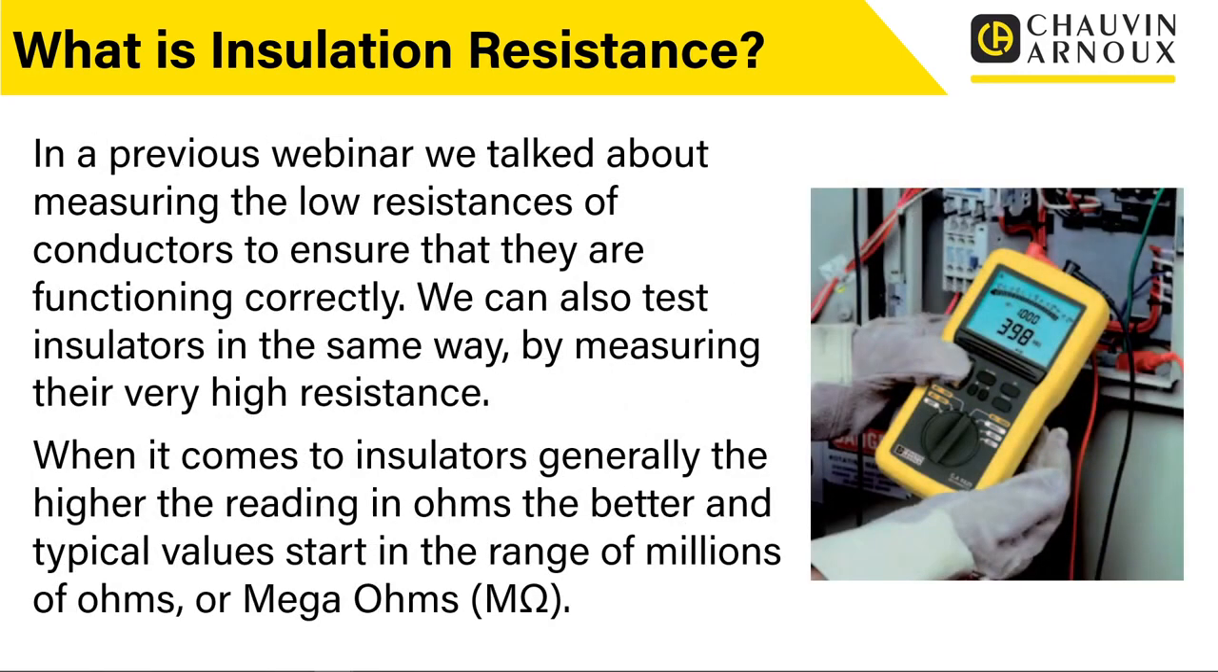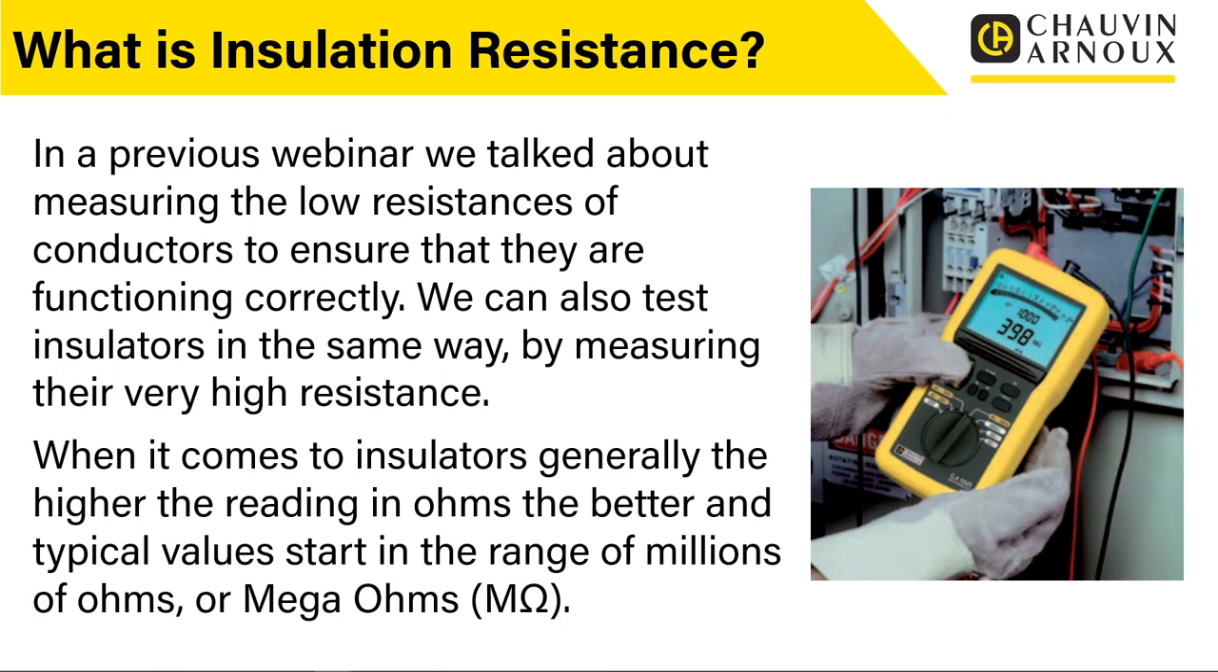In a previous webinar, we talked about measuring the low resistances of conductors to ensure that they're functioning correctly. We can also test insulators in the same way by measuring their very high resistance. When it comes to insulators, generally the higher the reading in ohms, the better. And typical values start in the range of millions of ohms, or mega ohms. So you may hear the term mega ohm meters. That's another name for insulation resistance testers, because they generally measure in mega ohms, or millions of ohms.